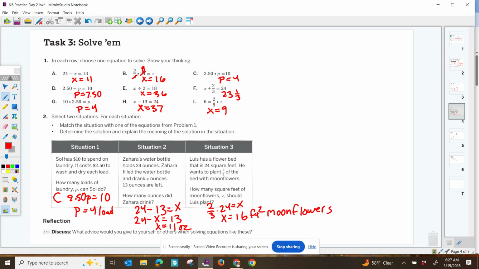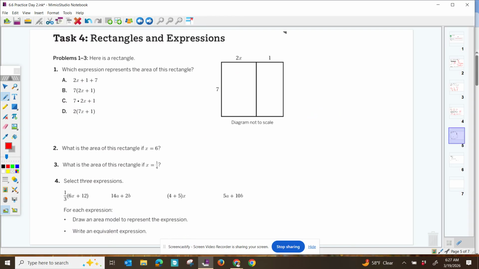What advice would you get? Inverse operations, I think, is the clue. Inverse ops. Use inverse ops every single time.